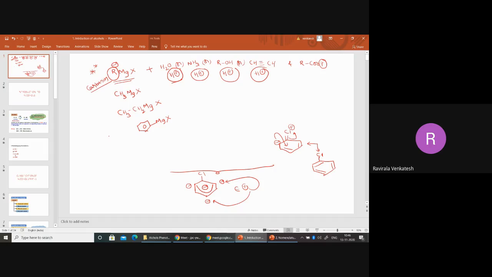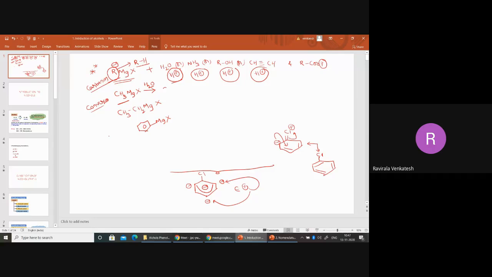Now tell me, R will convert into what? After taking H plus, R will convert into RH. It will get a proton. Now CH3 will get what? Tell me the product name when you treat it with water or ammonia or anything. Do fast, these are important conversions. When you treat methyl magnesium halide, a Grignard reagent, with water, ammonia, alcohol, acetylene or carboxylic acid, what is the product? It becomes RH. Now tell me, CH3 will convert into what?